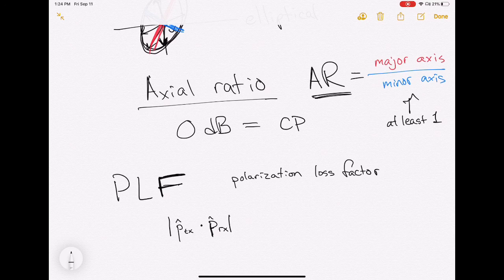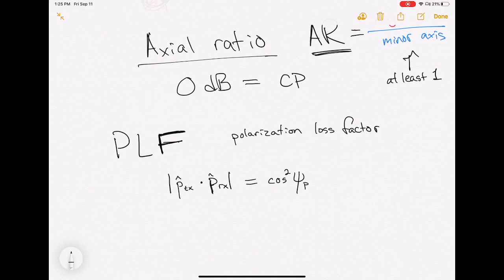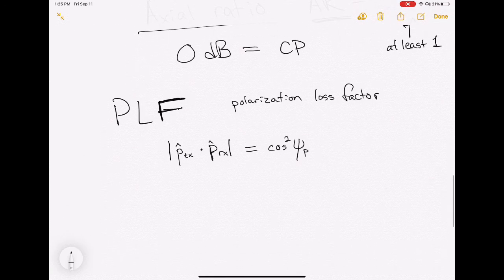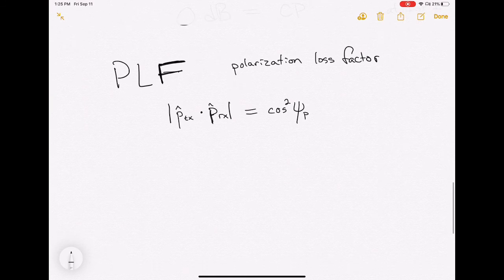This, if you work it out, is also equal to the square of the cosine of the angle between the two polarization vectors. And you can use this to figure out what percentage of the incident power from the transmit antenna can actually be received by the receive antenna.